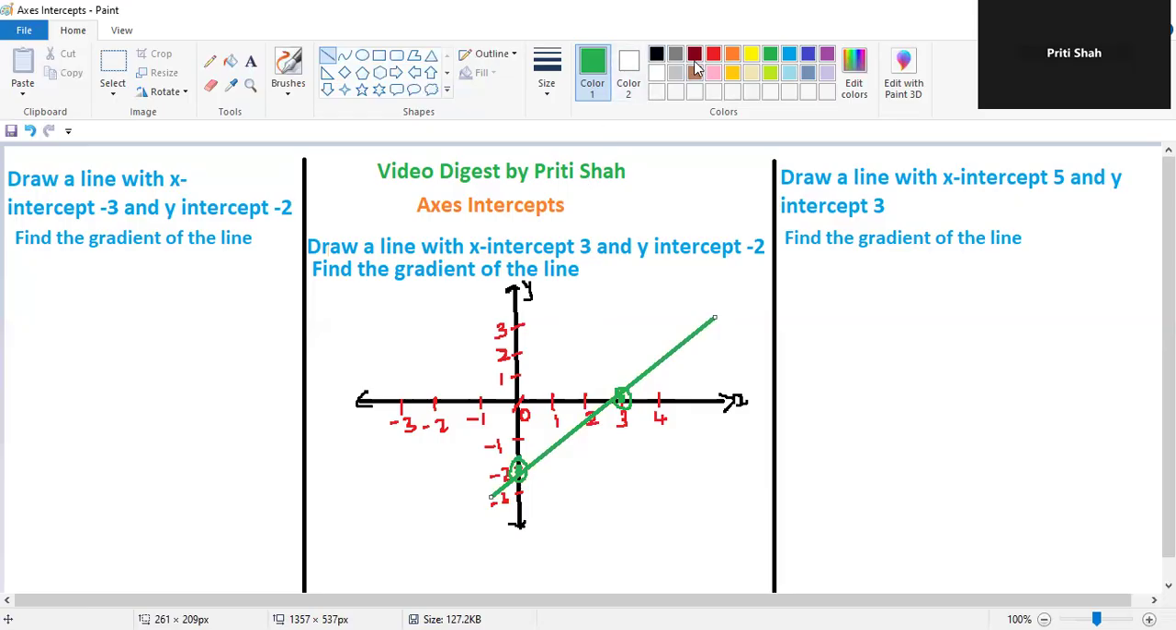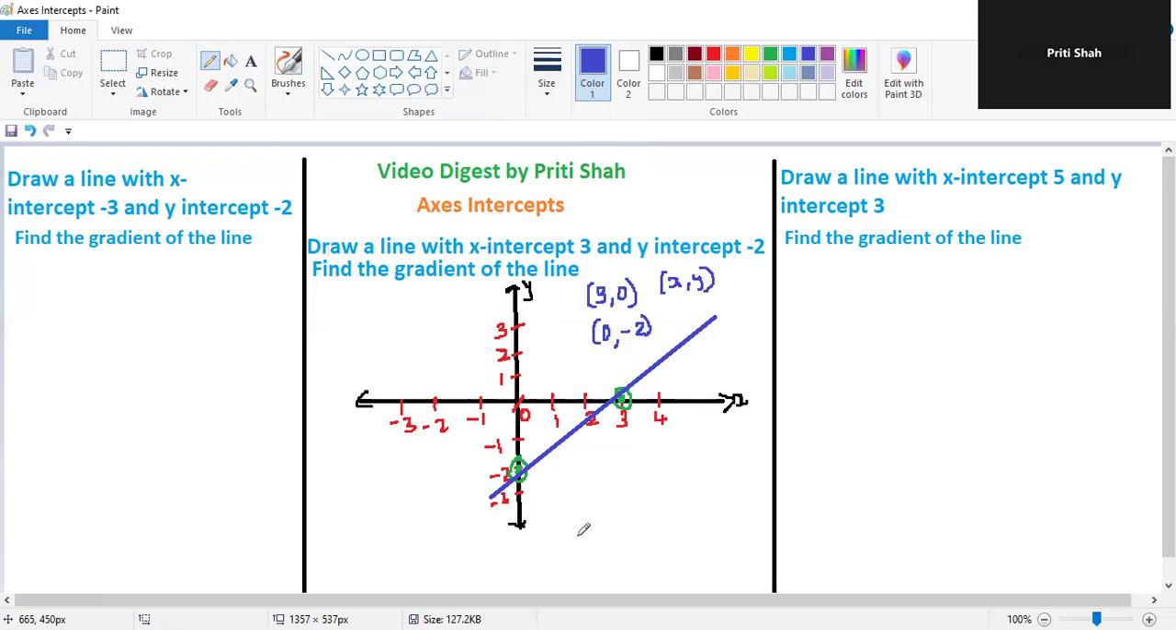Now we have to find the gradient of this line. First of all, we'll write the points on the line so that we can write the gradient later on. The points are, see now this is 3. X is 3 and y is 0. This is the first point. And the next is y-intercept is -2, so x is 0 and y is -2. It's always x comma y.